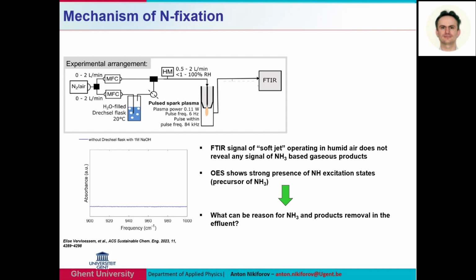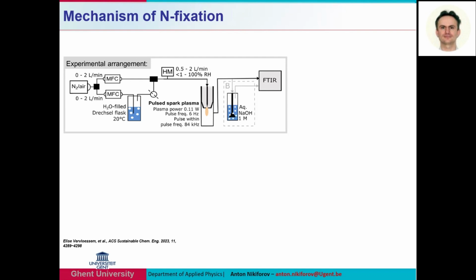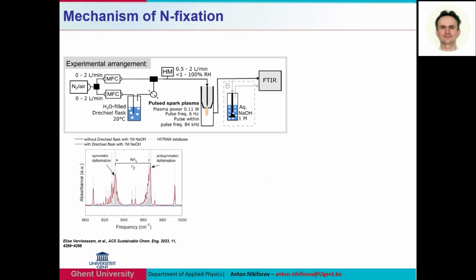So the question was what is going on there and how we can improve it, how we can force this plasma to form stable ammonia. And the answer was rather simple. What we did, we put a quenching solution immediately after the discharge, where we can quench this. And when we put this solution before the FTIR machine, very close to the discharge, we start to see peaks of ammonia spectra. And the reason was rather simple.